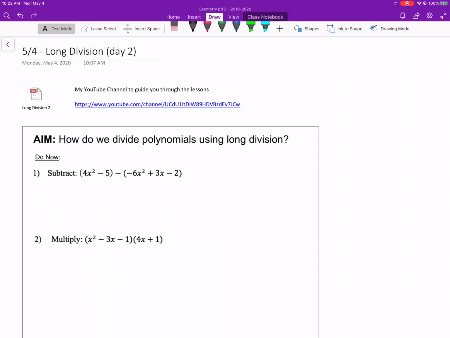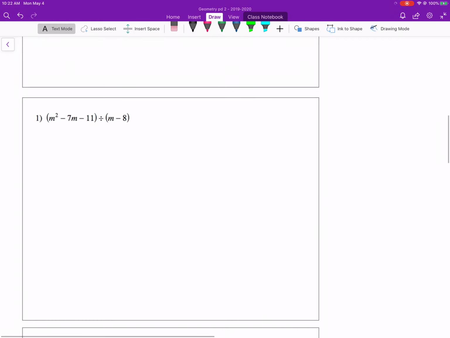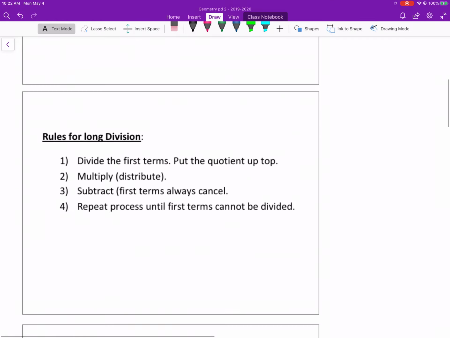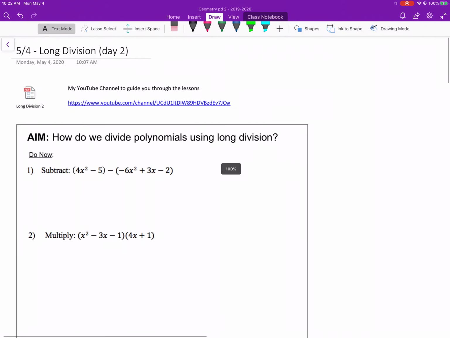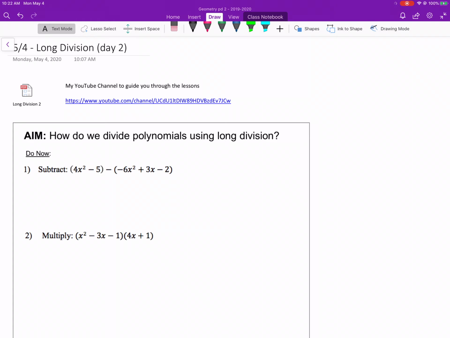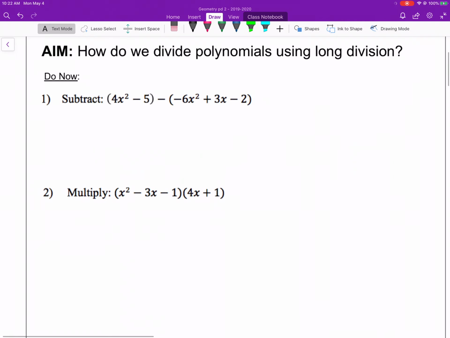This lesson is really all review. All right, you can see our do now here. We have subtraction and multiplication, and the rest of the problems are all dealing with long division, which we talked about on Friday. So if you'd like at any point, please pause the video, try it on your own, and then you can see how you did. But let's get started with subtraction.